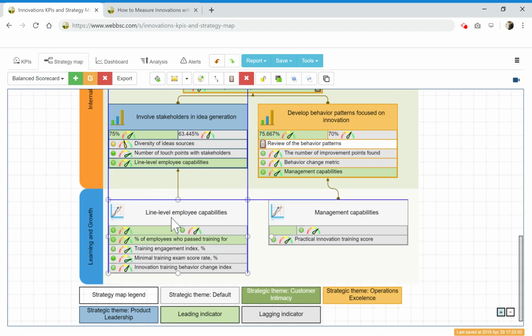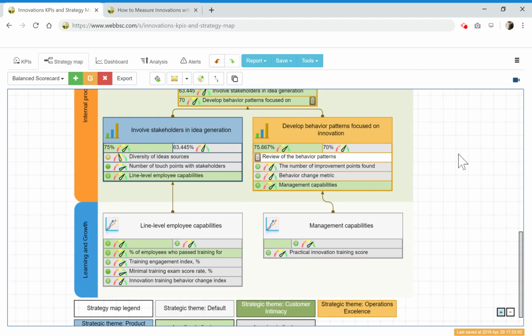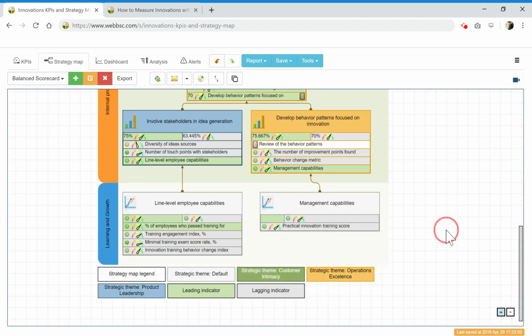That's for this goal, for line level employee capabilities. What about management capabilities? Again, the same trainer could do some training for the company's management, and in this case, the training would be focused on changing these behavior patterns. Again, it's hard to quantify without knowing the details of the business and without knowing certain aspects.